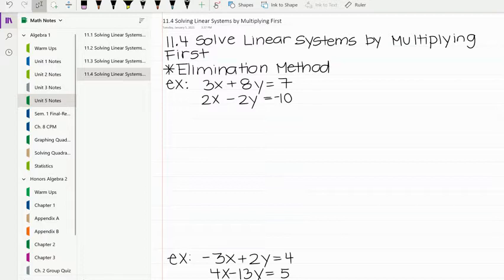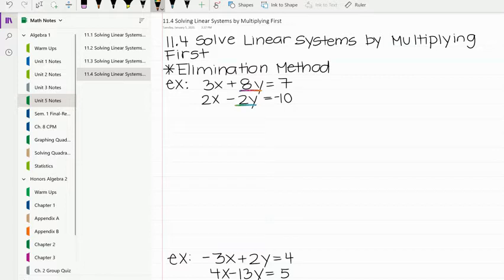So looking at our first example, your first step is to decide which variable we want to eliminate. Obviously none of them are the same. However, we could do something to make them the same. Looking at both of these, hopefully we can see that it might be easier to eliminate y. We could just multiply the second equation by 4, and that would make it 8y. Now, if I eliminated x, I would have to multiply the first equation by 2 and the second one by 3. That way they were both 6x.